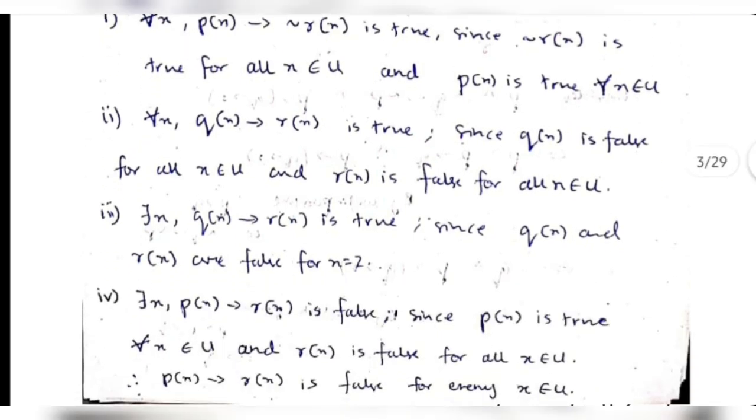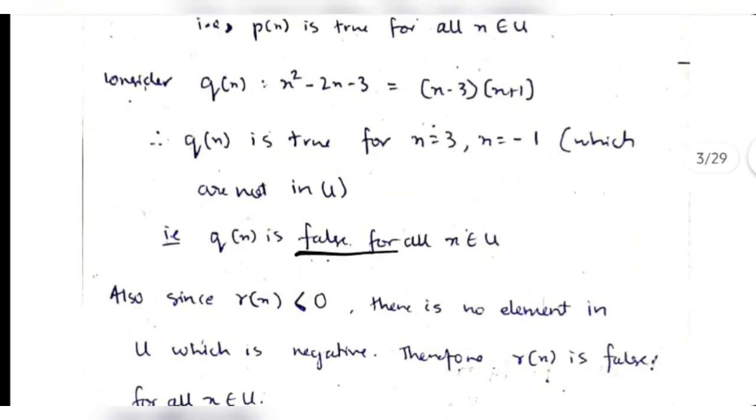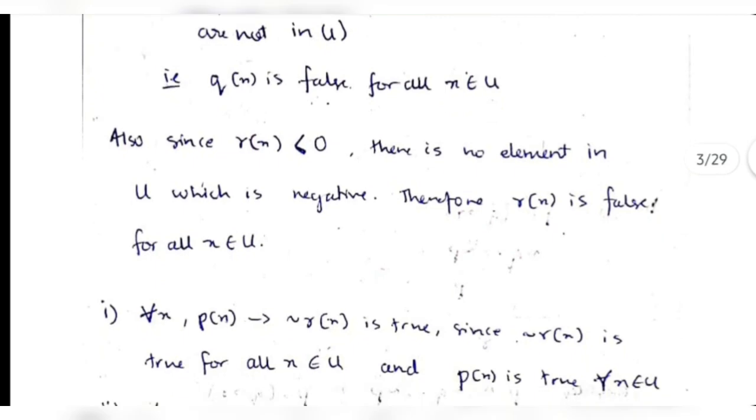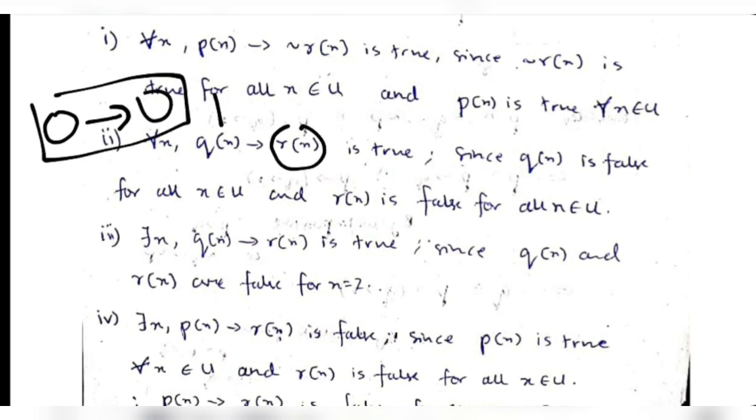Similarly, the second question is for all x, Q of x conditional R of x is true. Okay, now see, what is Q of x? It was false for all the statements, right? See, Q of x is false for all the statements for all x belonging to U, so our LHS will always be 0 in this case, 0 conditional. Now R of x is also 0 in this case, right? And 0 conditional 0 is true. According to the truth table of conditional, 0 conditional 0 is true. So the Q conditional R is true for all x belonging to U.